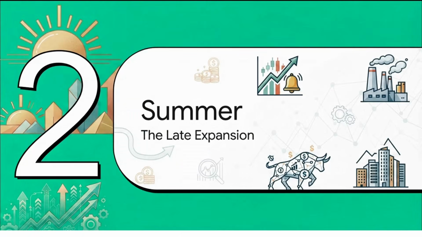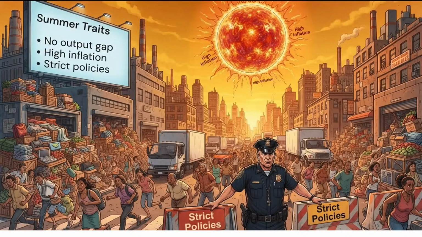Moving right along, let's step into summer, the late expansion. Now, the weather is blazing hot. The economy is absolutely booming, but there might be a storm brewing just over the horizon. The underlying characteristics are shifting. Remember that output gap? Yeah, it's completely closed now. The economy is basically running at max capacity. Unemployment is wonderfully low, but because the labor market is so tight, wages and consequently inflation start to accelerate.